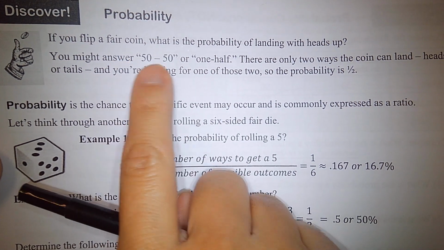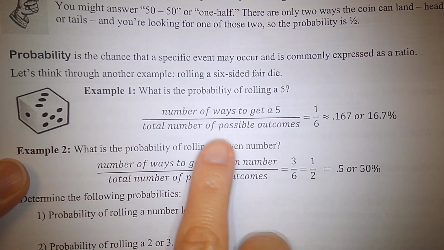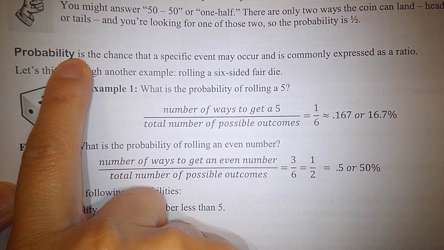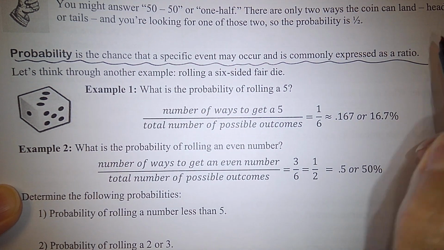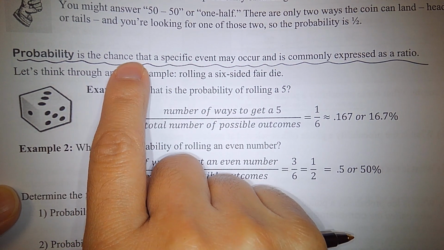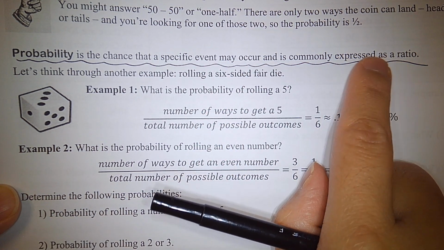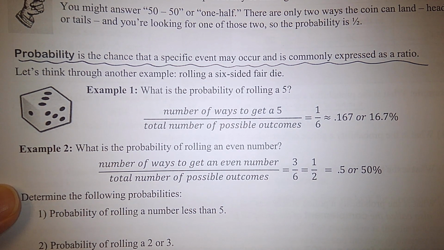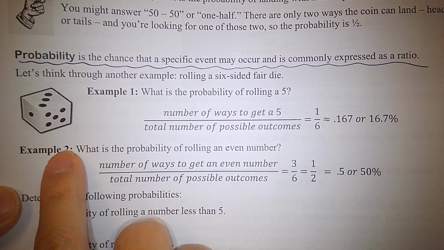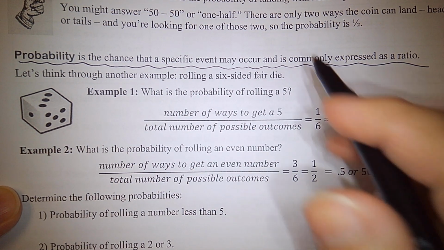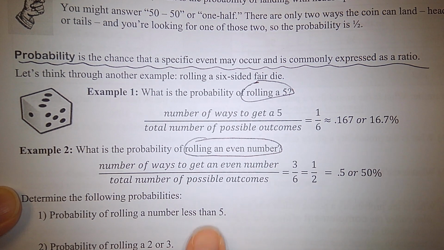They use this coin example, and also the die question. If we look at how to find a probability, here is the definition for probability. You may want to highlight this. It is a chance that a specific event may occur and is commonly expressed as a ratio, just like the rain problem or the die rolling. These examples tell us how to find the probability of some events, like rolling an even number.